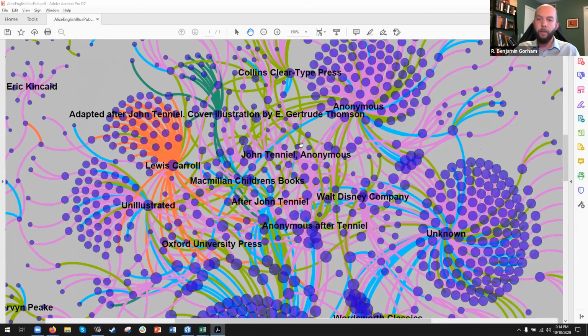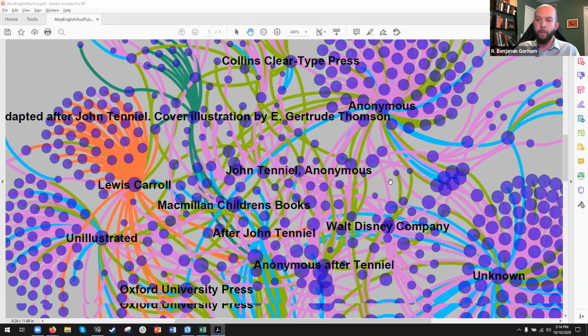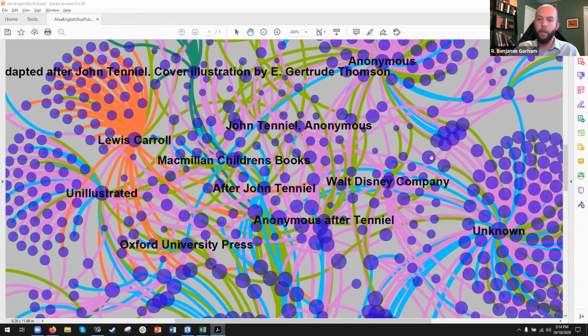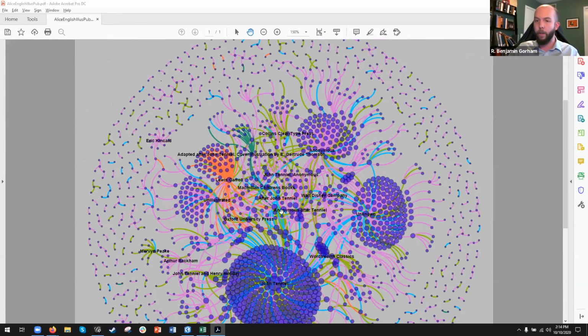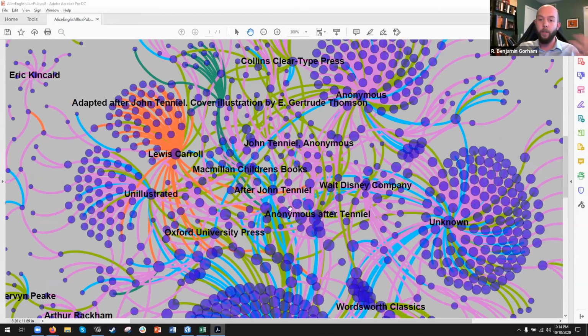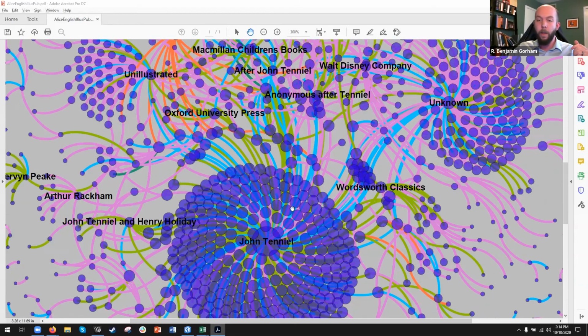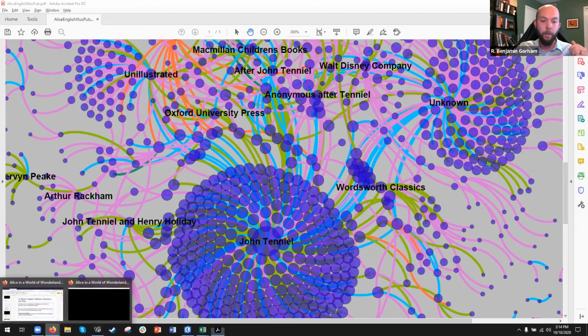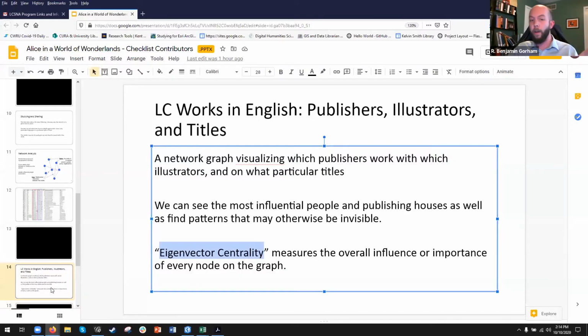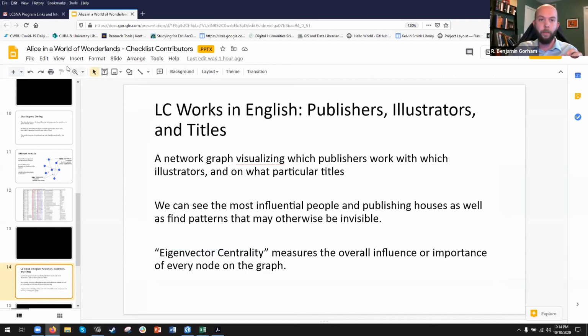And we can find some interesting nodes like Collins Clear Type Press or the Walt Disney Company over here and see the connections between them. And again, this is static and this is a messy looking graph. It's just really to demonstrate that we can start to tease out these relationships that might otherwise be invisible using something like network analysis. If you remember anything, remember eigenvector centrality, that's the one.